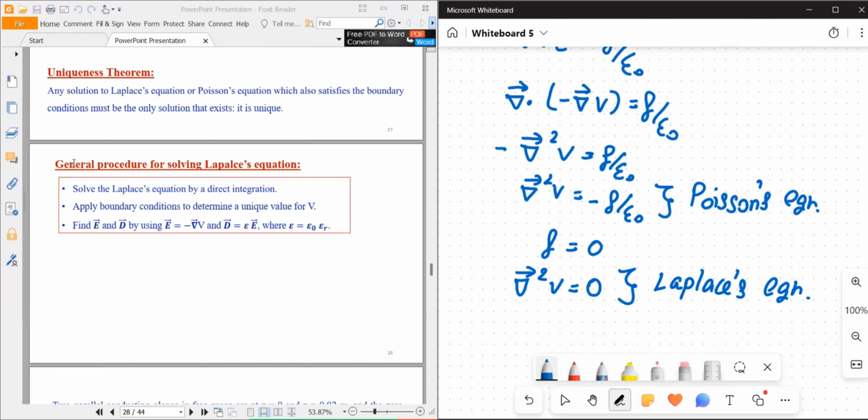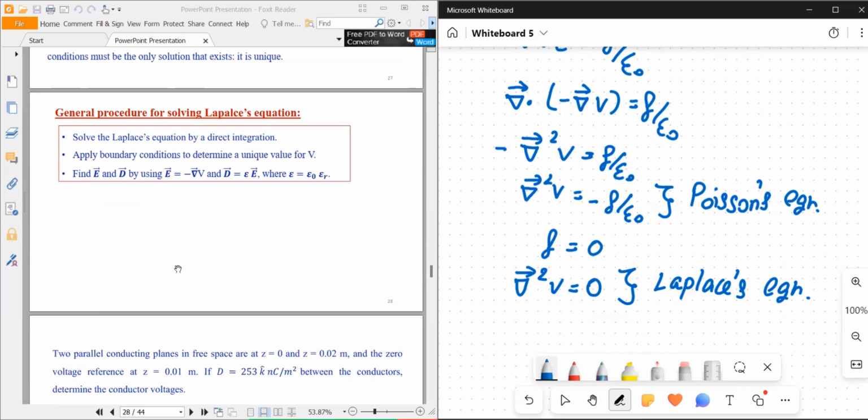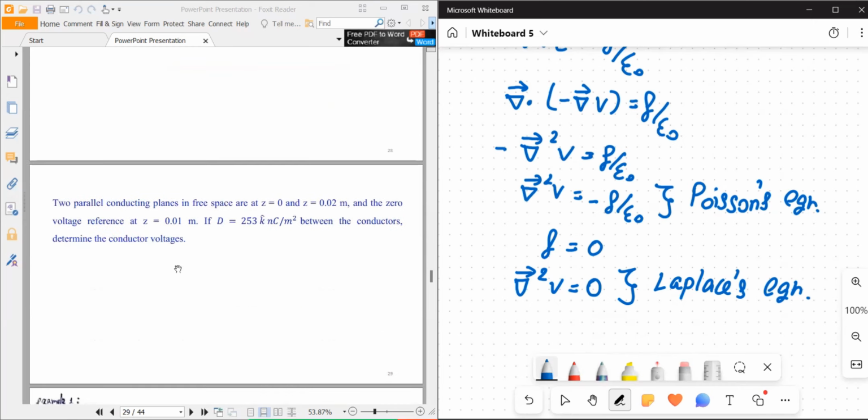In general, as a practice, we can solve the Laplace equation initially by considering the geometry. If there is only one variable, then we can easily do direct integration and solve the Laplace equation. Then we can apply boundary conditions. Also, if the electric field or electric displacement field values are unknown, we can calculate those. Now let's try to solve this question.